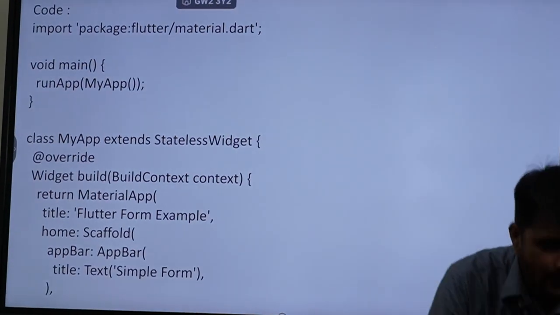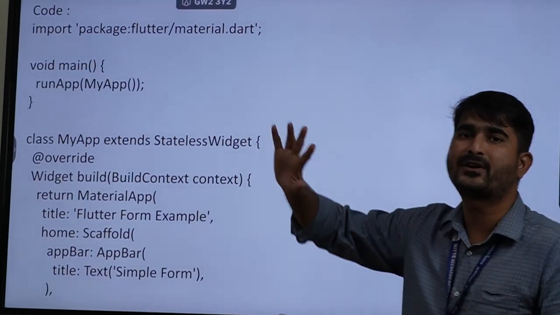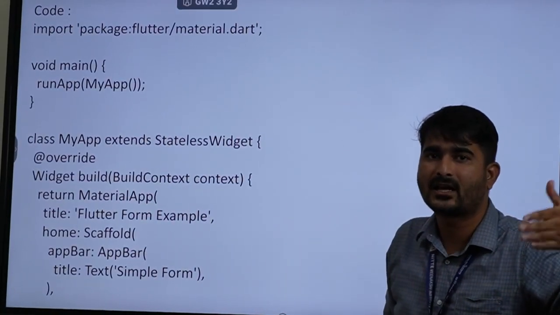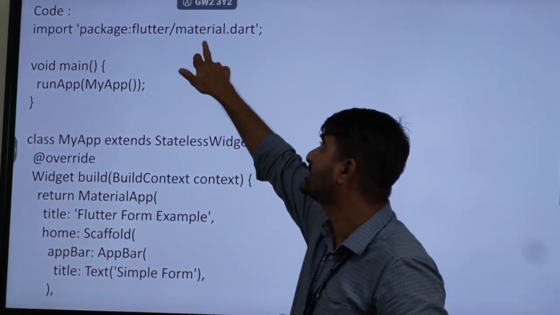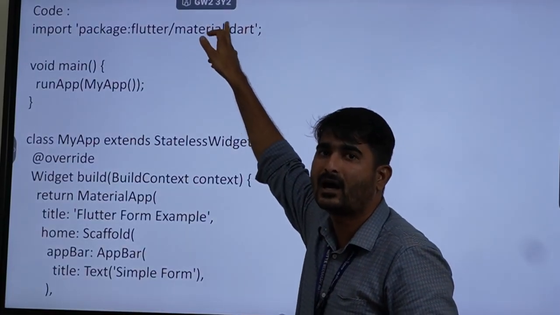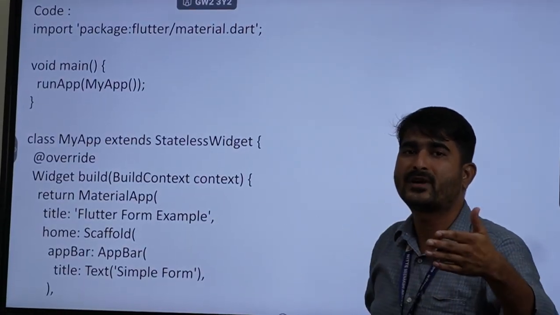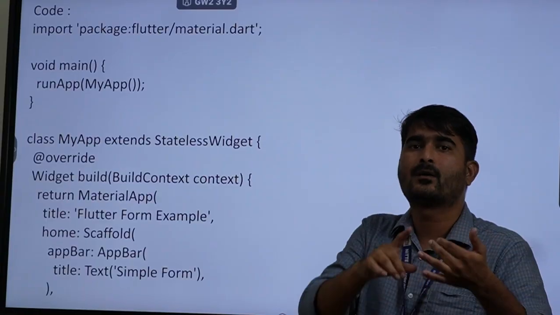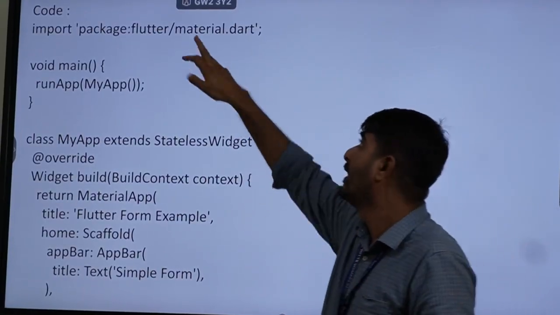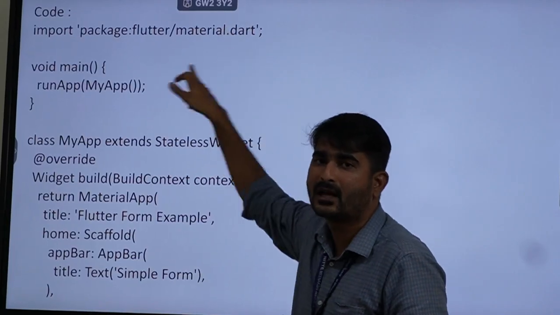Now, whatever steps I have explained, based upon those steps I have written the code over here. As I told in step 1, we have to import the libraries. The library is called material.dart. This library will be imported. If I don't import material.dart, I cannot create any Google form, because Scaffold, MaterialApp and many widgets depend on material.dart. It is the main library.